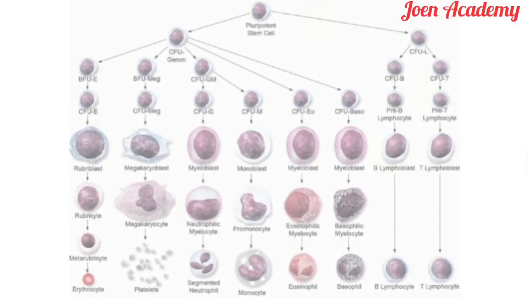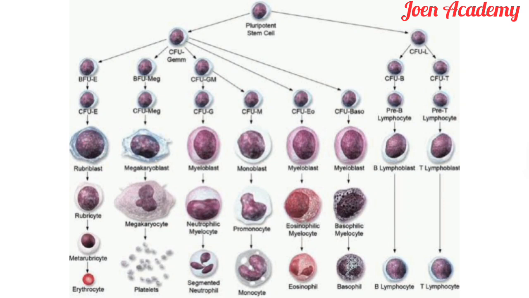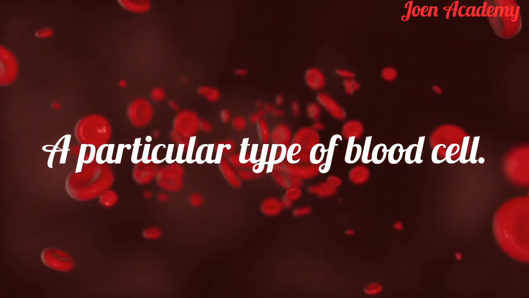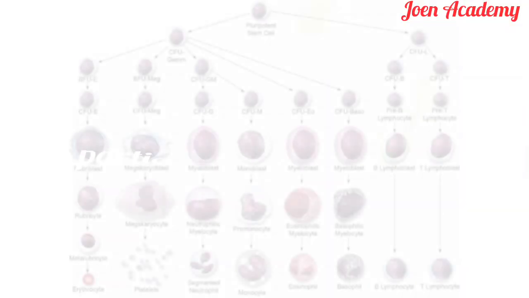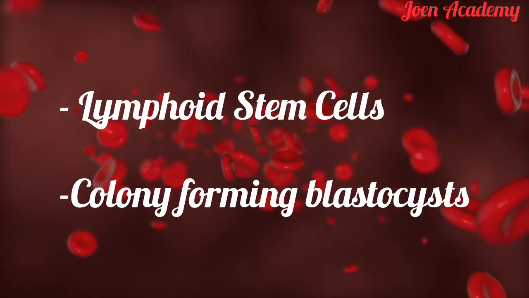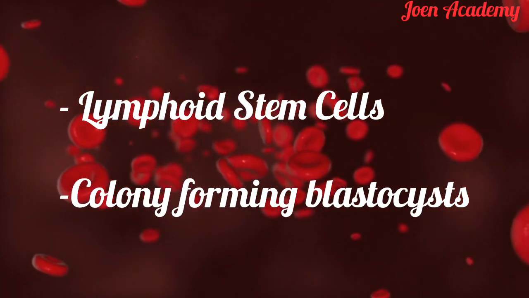The uncommitted pluripotent hemopoietic stem cells become committed pluripotent hemopoietic stem cells when they are designed to form a particular type of blood cell, be it the red blood cells or the white blood cells. The committed pluripotent hematopoietic stem cell is defined as a cell that is restricted to form one group of blood cells. These committed pluripotent hematopoietic stem cells are further classified into two types. We have the lymphoid stem cells and the colony-forming blastocytes.